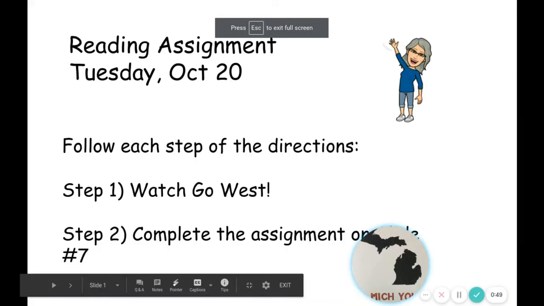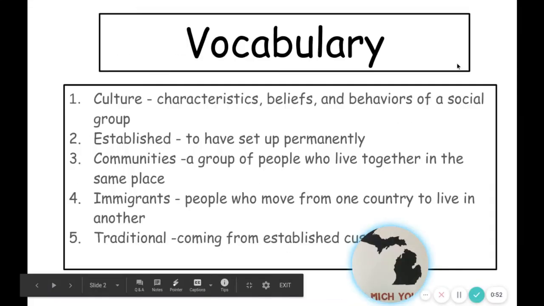You'll be watching this slideshow called Go West, and then when we're all done, you will go to slide number 7 and do the homework.